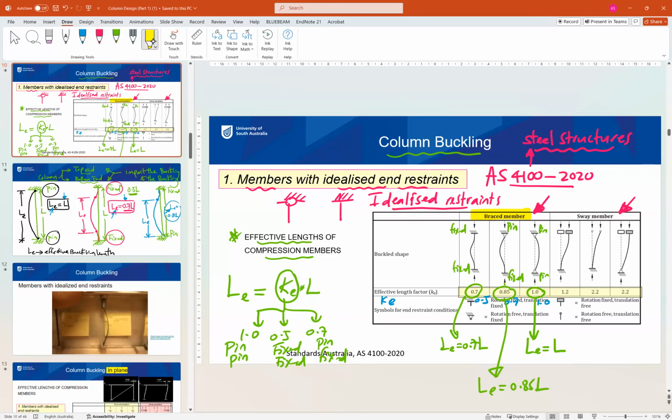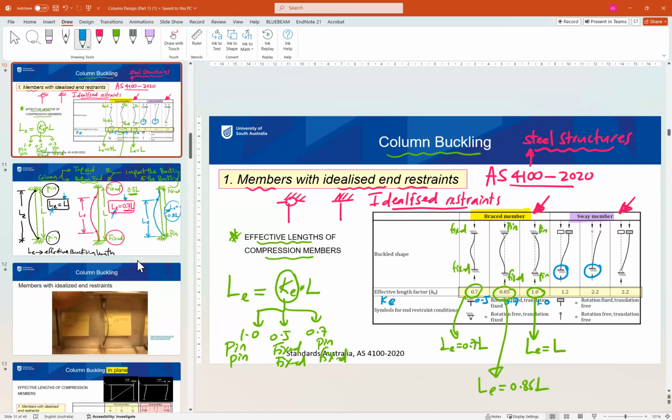And a sway member means we don't have bracing. We will see this later in the next slide, but the factors are a little bit different and also the supports are different. For a sway member, as you can see, the member is fixed at the bottom, and at the top it is rotation fixed and translation free, or rotation free and translation free. Okay, so for sway members, I will just take these three cases.